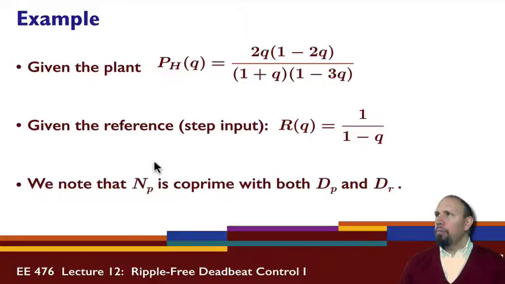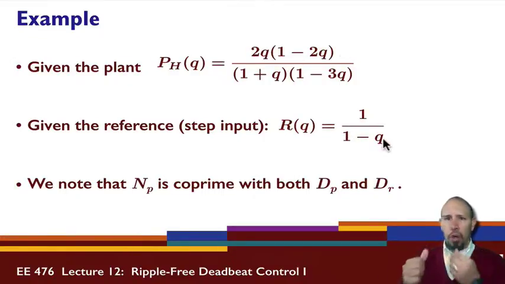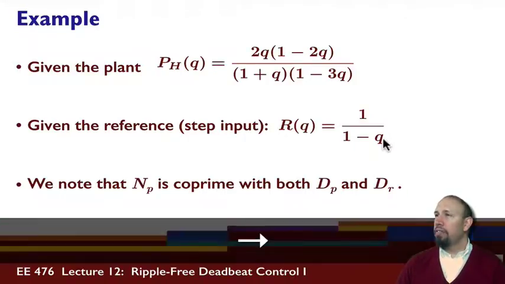By way of example, here I have a function, NA in this case NP and DP, and we have this reference. We're going to track a step input. First of all, note that NP and DP are coprime, that is, there's no common factor between the numerator and denominator. If I look now at the numerator here and the denominator here, that is also coprime. I don't have a common root between this polynomial and this polynomial. So my conditions are satisfied, I'm good to go, and now I'm going to try to solve the Diophantine equations.